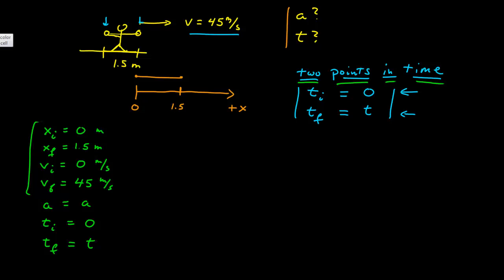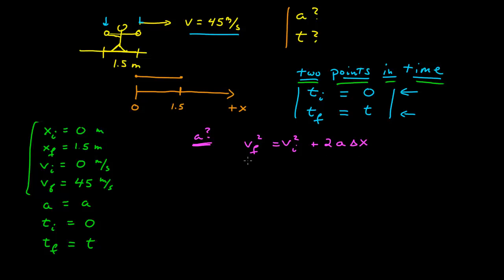I'll give you one clue. If I'm looking for a, and I'm not given time, and I'm not trying to find time, the place I like to start is the expression that relates the final velocity squared to the initial velocity squared plus twice the acceleration times the displacement. This isn't some sort of law, just a rule of thumb for me. If I'm not given time and I'm not looking for it, I start with this expression because it does not have time in it.